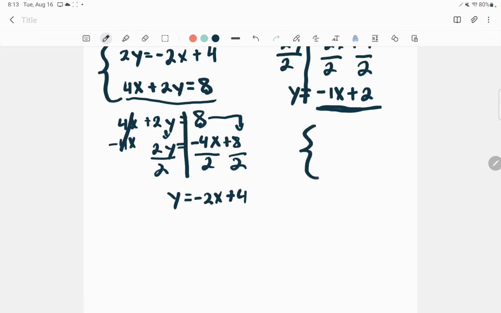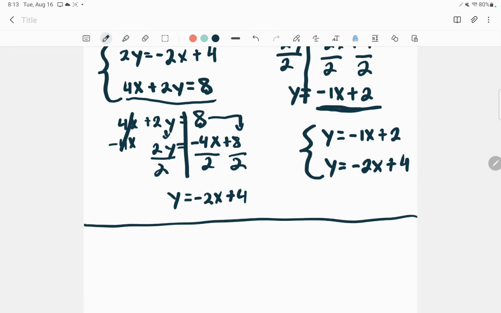I'm going to write my two new equations, which the first one's y is equal to -1x plus 2, and y equals -2x plus 4. Again, now that both of them are equal to each other, now it's a lot easier to put them together. So I'm going to go ahead and put them together. So I'm going to put the first one, -1x plus 2 equals negative 2x plus 4.